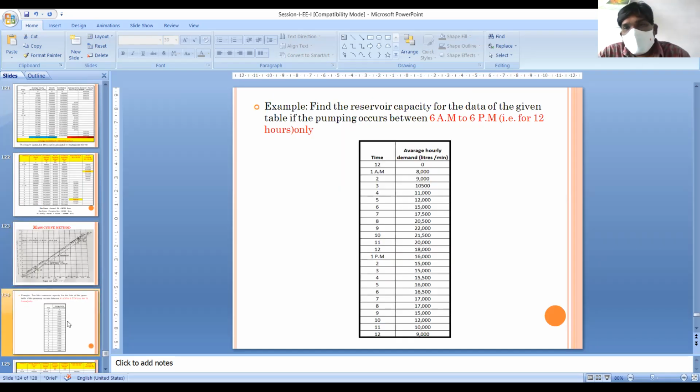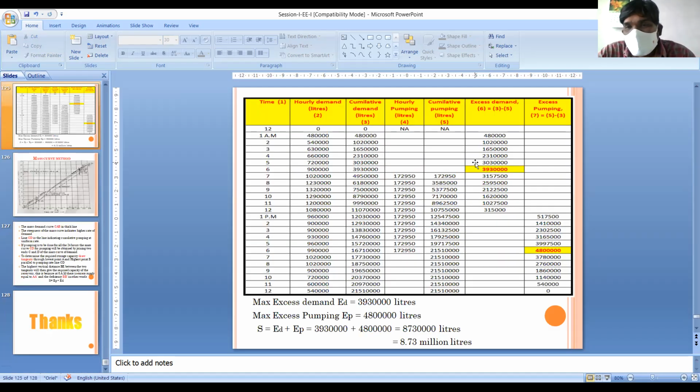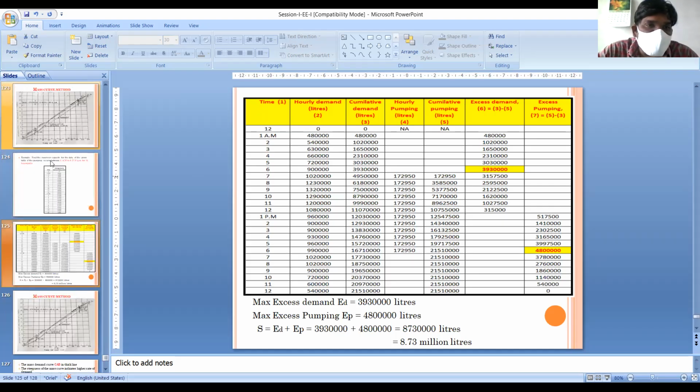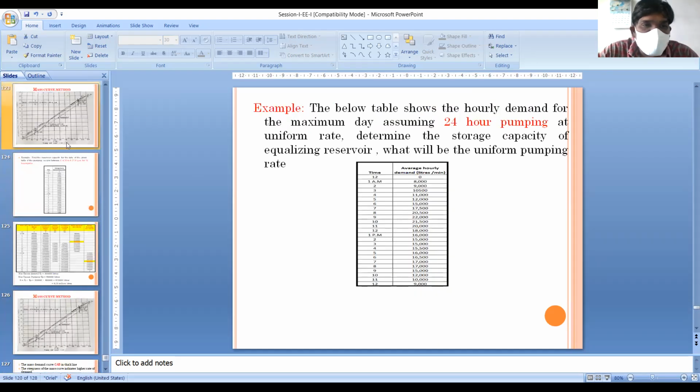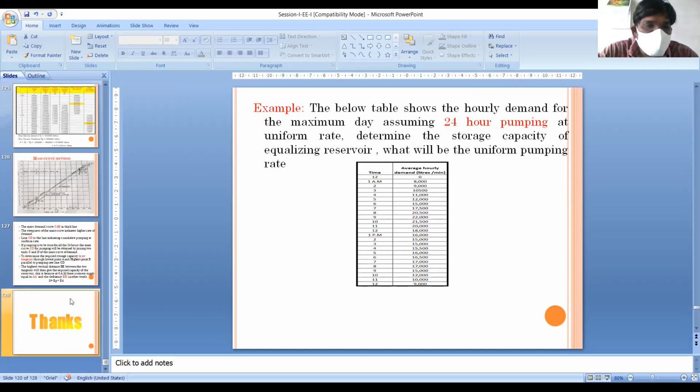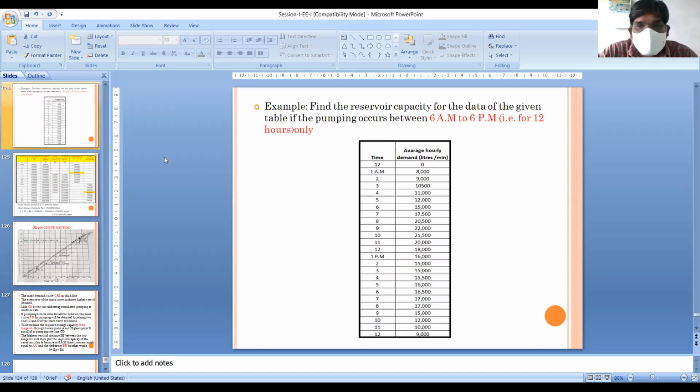Now, if the period is 6 a.m. to 6 p.m., that means 12 hours. In the previous case, we saw 24 hours. Now the problem is for 12 hours. The same data, if you go for 12 hours from 6 a.m.